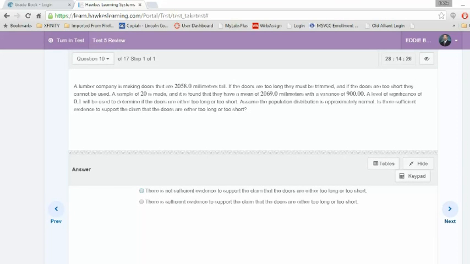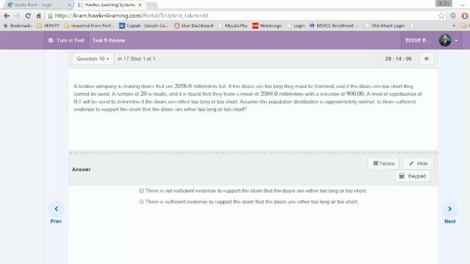A lumber company is making doors. All right, so it's another lumber company problem. It's making doors that are 2,058 millimeters tall. If the doors are too long, they must be trimmed. If the doors are too short, they cannot be used. A sample of 20 is made. Kind of alarming, it's less than 30.